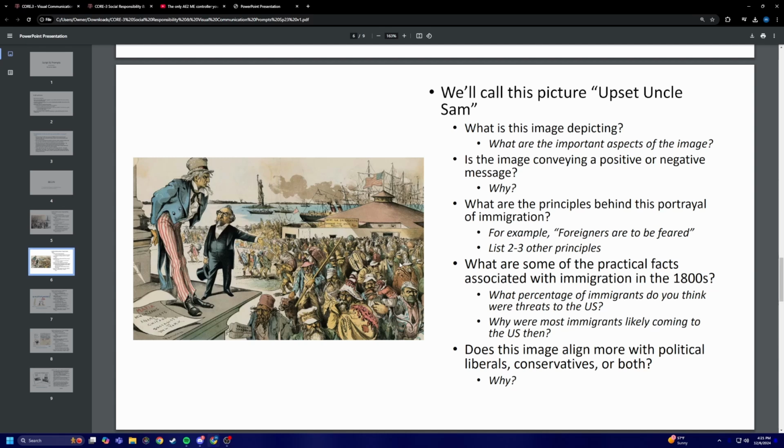All right. Anyway, moving on to the practical facts associated with immigration in the 1800s. I mean, what percentage of U.S. immigrants do you think were threats? And why were most immigrants likely coming to the U.S. then?